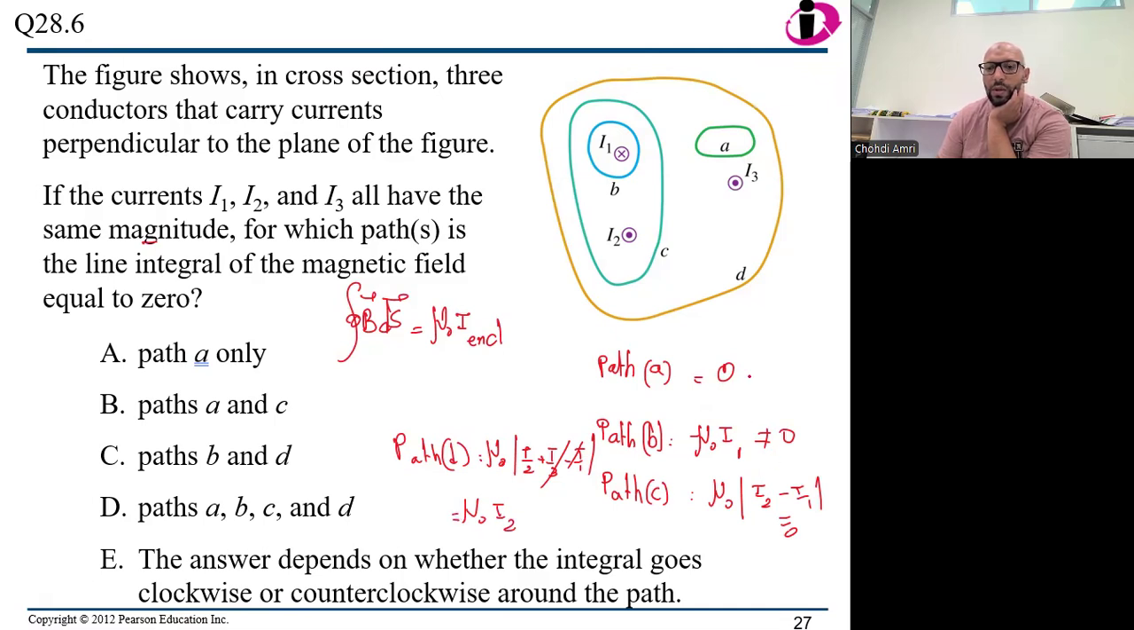Okay, which one is 0? For path A is 0, for path C is 0, A and C. Next.